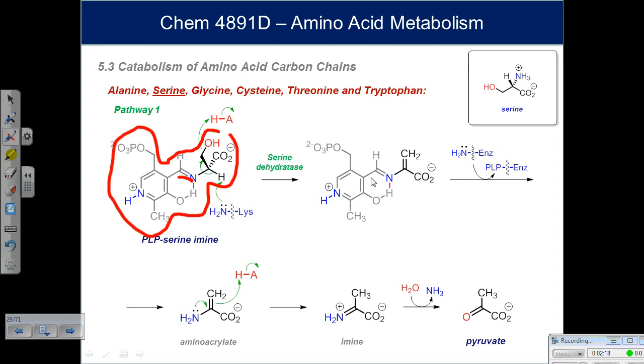So we'll see here that the imine can be broken down. We can hydrolyze it very much like we hydrolyze an acetal and go back to the carbonyl. In this case it's quite complicated, we have enzymes involved, biological catalysts, but it's basic organic.